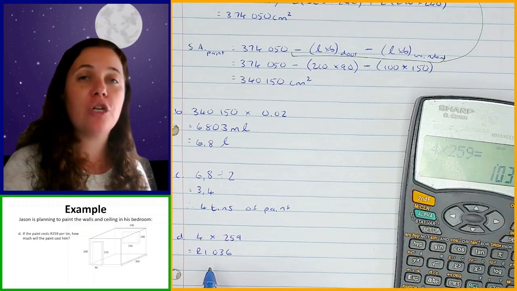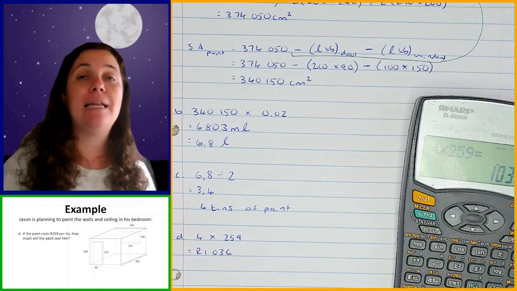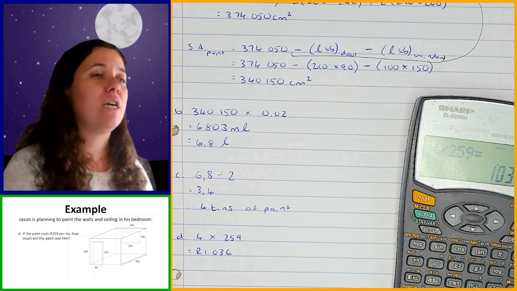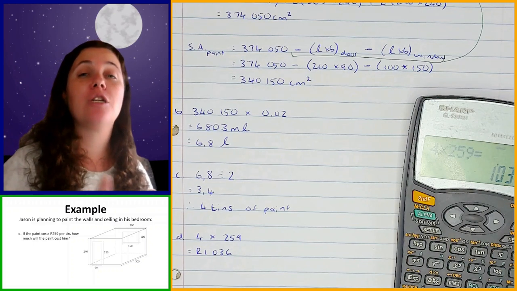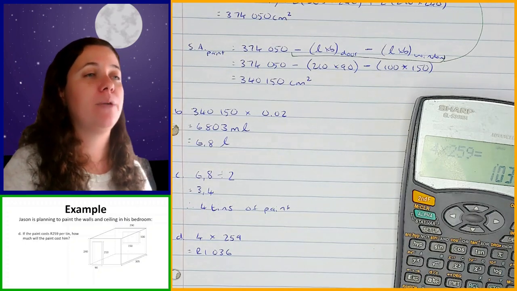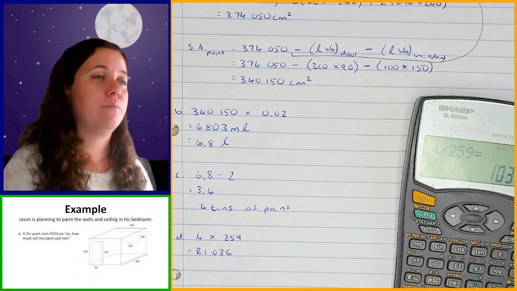So that's how much it's going to cost him to buy all the paint that he needs to be able to paint his bedroom. Right, so that's one kind of example that you can get, where you have to work out surface area, work out how much paint it would take to cover that surface area, and so on. Right, here's another example.